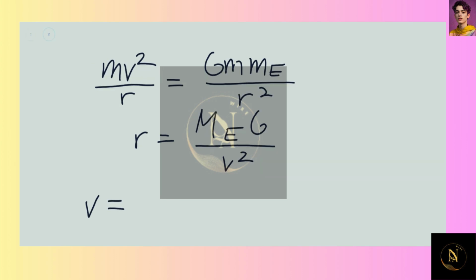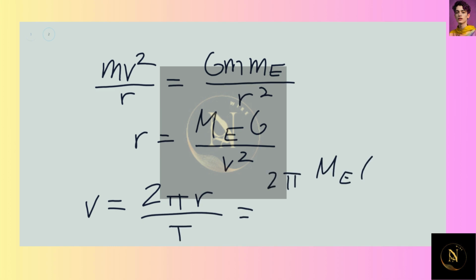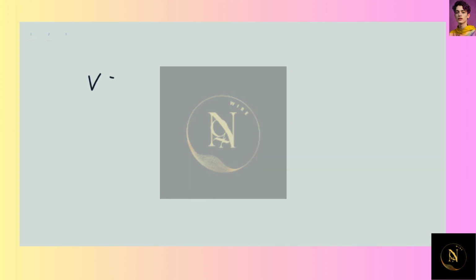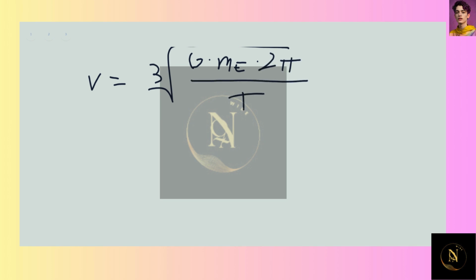So let's rewrite what we had earlier as v equals 2 pi r over T, which, as we just found, is 2 pi times M_e G. Oh, I realized that I switched between a big M and a little m. Let's keep that consistent. M_e G times 2 pi divided by T times v squared. Now we can simplify that, bring all our v's to the same side, and we get that v is going to be equal to the cube root of G times M_e times 2 pi all over our period.